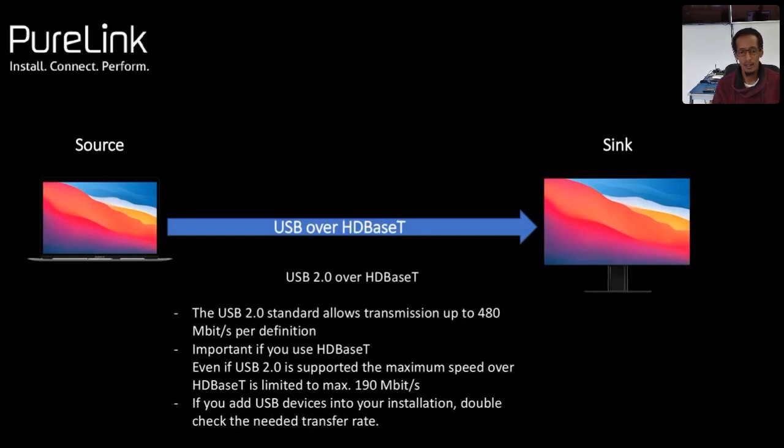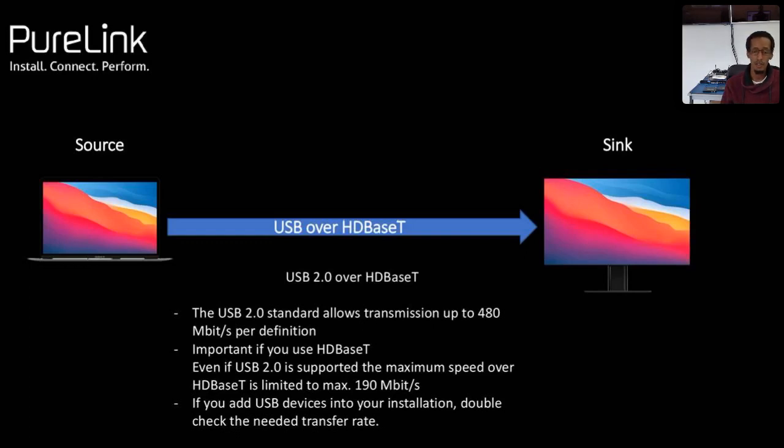So if you have a smart USB camera, for example, which is able to work on USB 2.0, even with a limited maximum speed, you can use this camera as long as you're below the 190 megabits. But if you have an audio device, for example, a speakerphone or a USB microphone, which needs USB 2.0 with the full capacity, with the full 480 megabits, it most likely will not work.